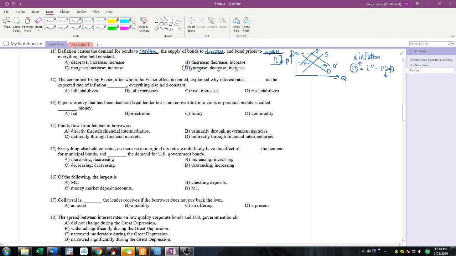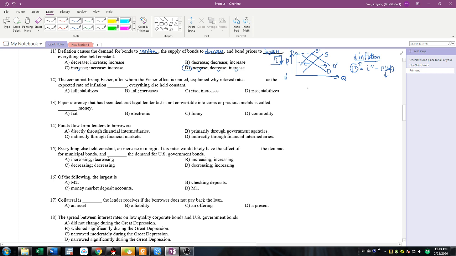Question 12. The economist Irving Fisher, after whom the Fisher effect is named, explained why interest rates do what as the expected rate of inflation does what. Basically, this is just a repetition of what we observed from the last question. As you can see over here we have a deflation, which is like negative inflation, right? And eventually, if we figure out how it changes, the interest rate is going to drop.